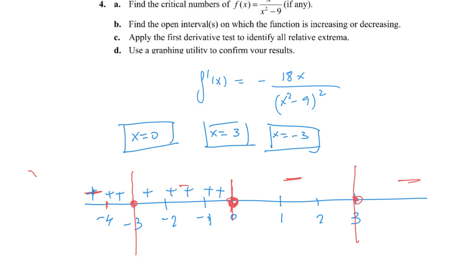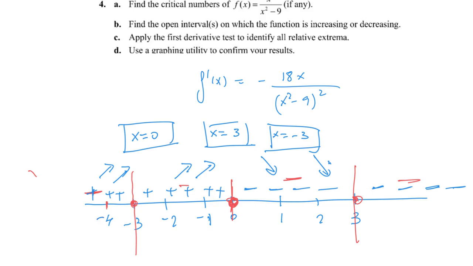Positive, positive, positive. On the interval 0, 3, the function will be decreasing, so it will be negative, negative, so the function will do like this, going up, going up, going up, and then going down, going down. And for 3, infinity, the function will be decreasing, so negative, negative, negative. So these are the intervals that you can check.